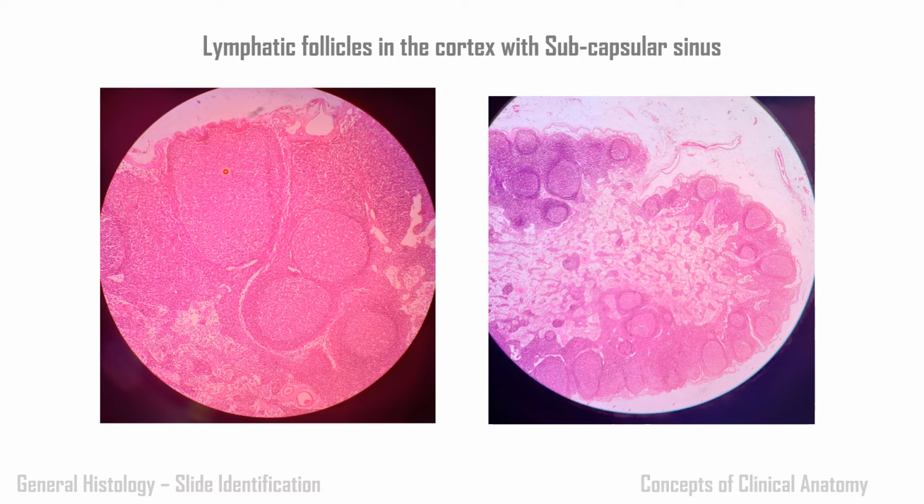Then here in this slide you can see the lymphoid aggregation. This is the cortex. Actually this is low power. You can see in the cortex there are lymphatic follicles. In the medulla these are the cords of lymphocytes. Here this is the cortex and this is the medulla. Here just below the capsule, you can appreciate this is the capsule. Just below the capsule there is a thin space. Here you can appreciate clearly. This is known as the subcapsular sinus. This is a unique feature of the lymph node.